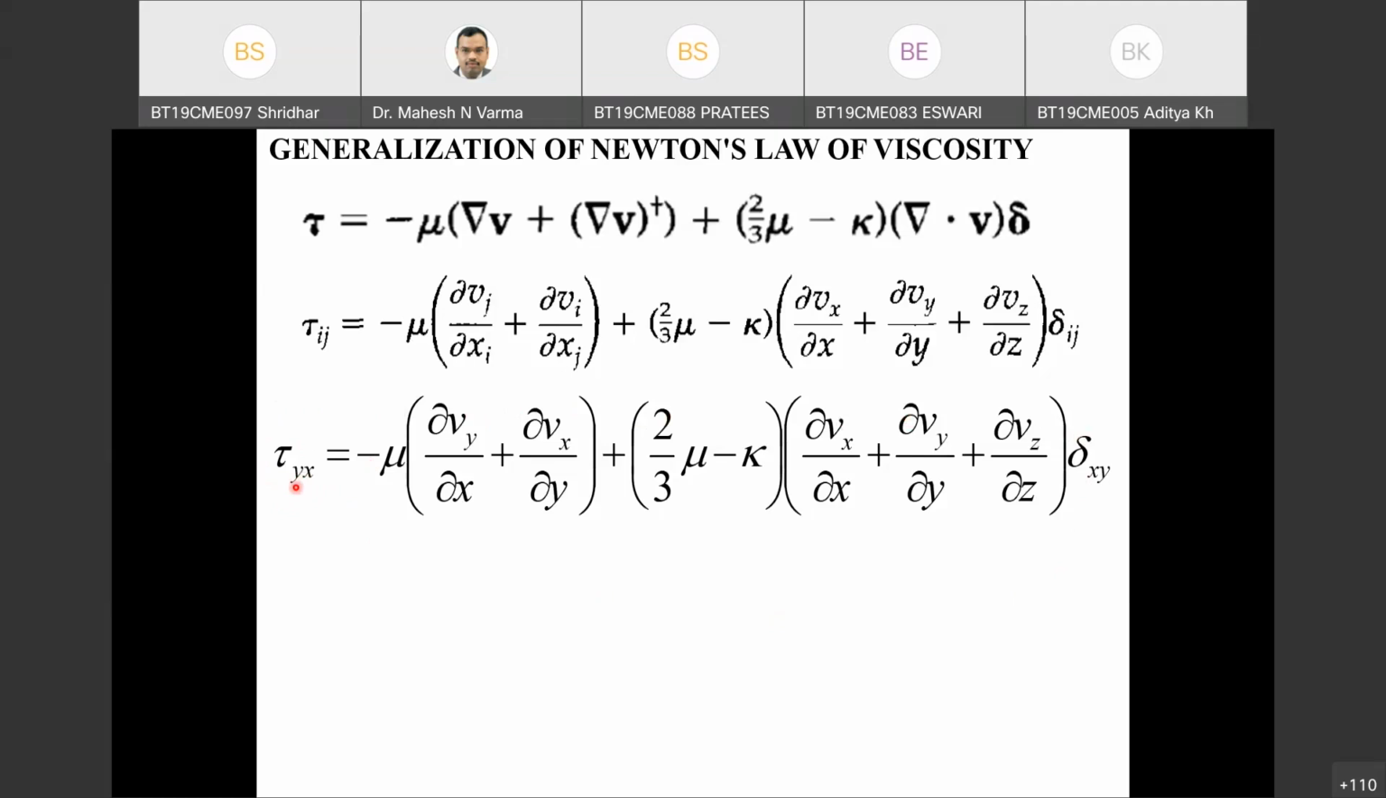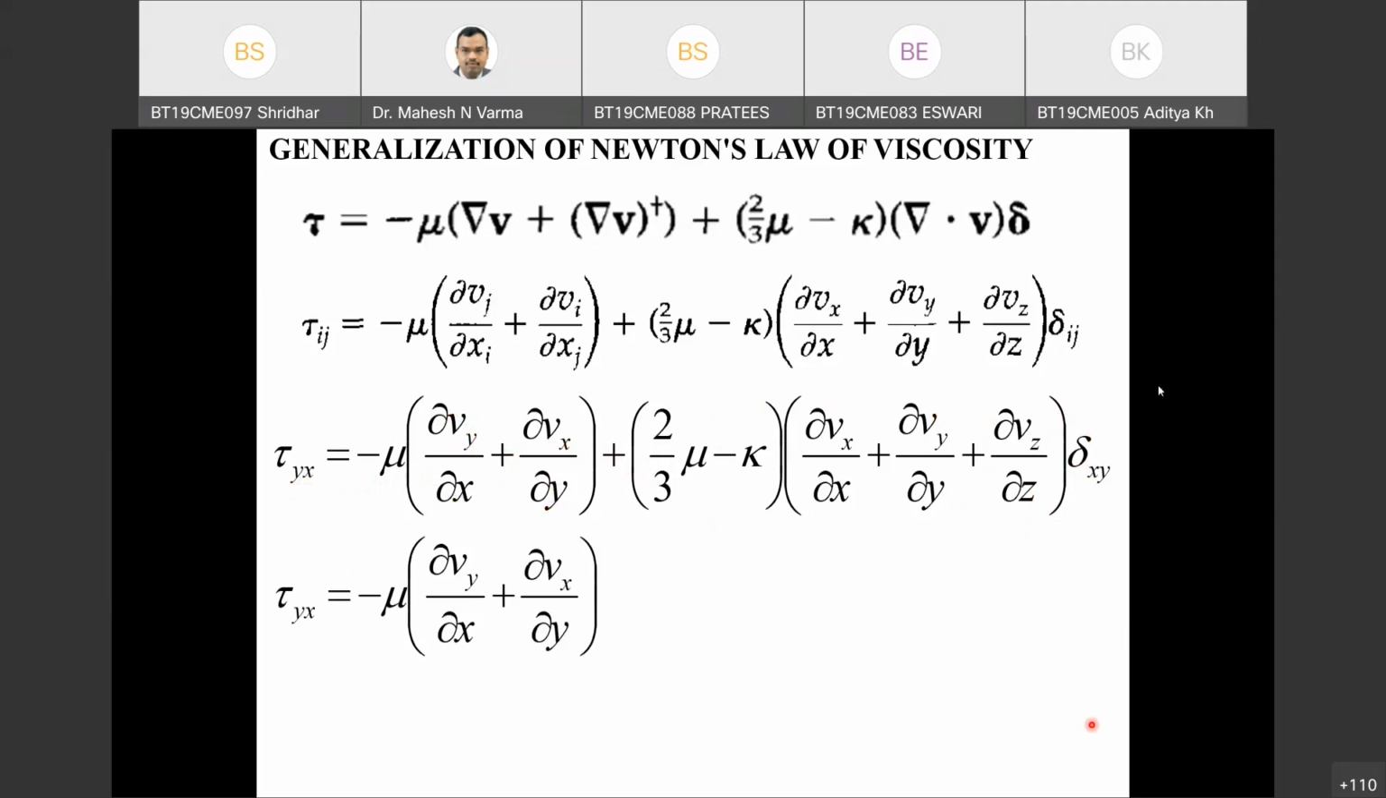So x momentum flowing in the y direction is minus mu (dvy by dx plus dvx by dy) plus (2 by 3 mu minus k)(dvx by dx plus dvy by dy plus dvz by dz). First of all, i is not equal to j, so this equals 0. As this equals 0, this whole term equals 0. Then I have only one velocity, there is no velocity in the y direction, so this is also 0. As this is 0, tau yx equals minus mu dvx by dy. This is the equation.